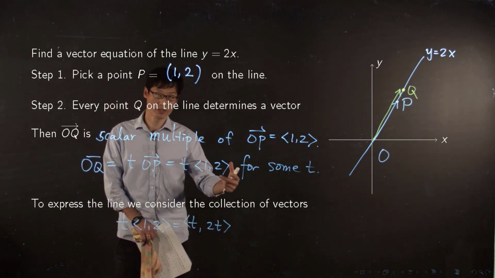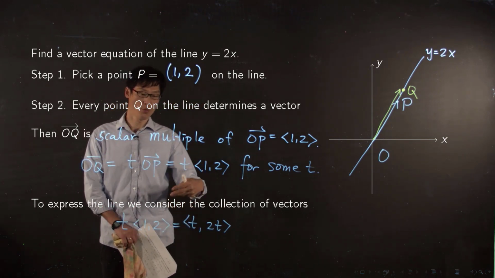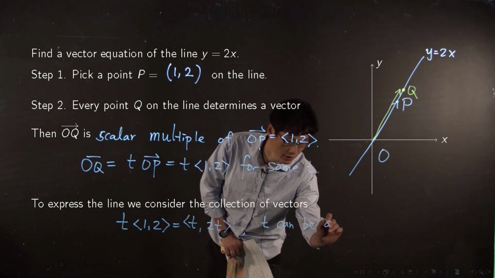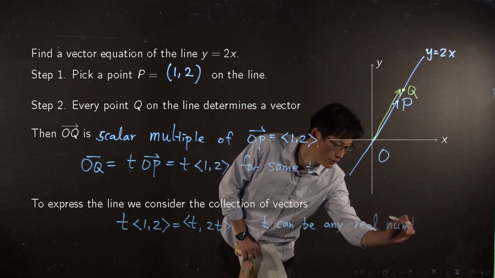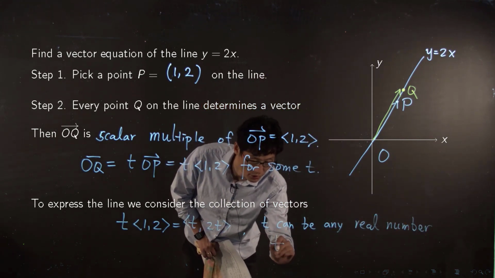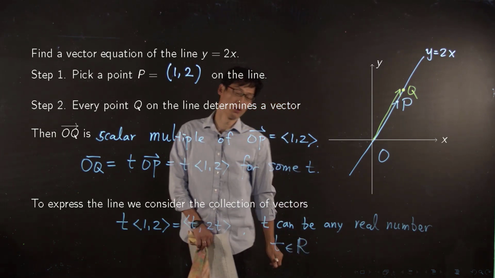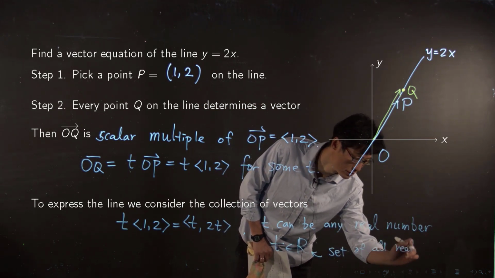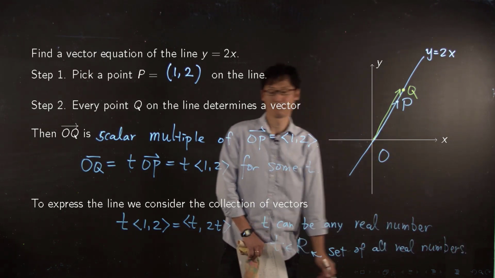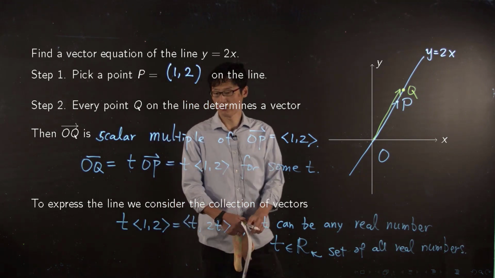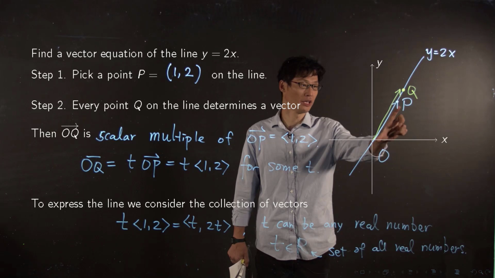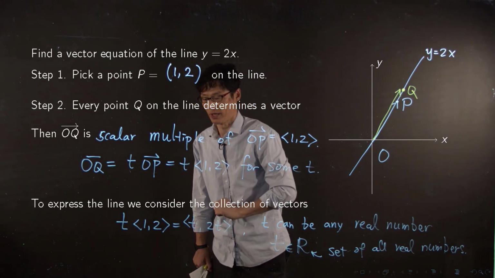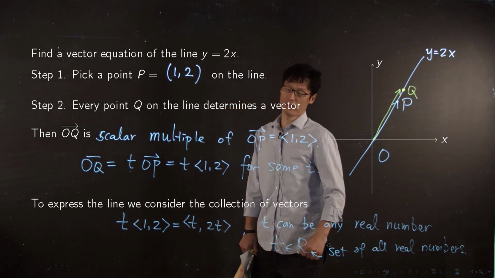Again, the idea is we want to collect all the terminal points of the vectors where t can be any real number. If you think this is too long, you can say t belongs to capital R, or fancy R. This fancy R is the set of all real numbers. So let me quickly summarize the idea. We can pick any point P, then any vector OQ is a multiple of vector OP. So using the parameter t, we can find the vector equation.